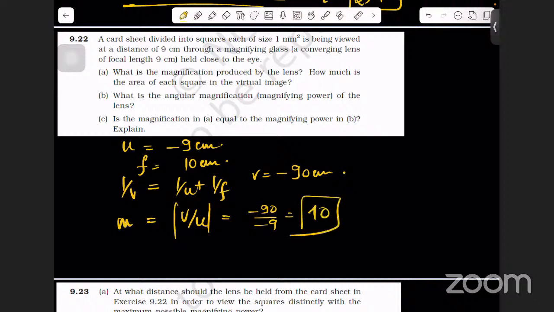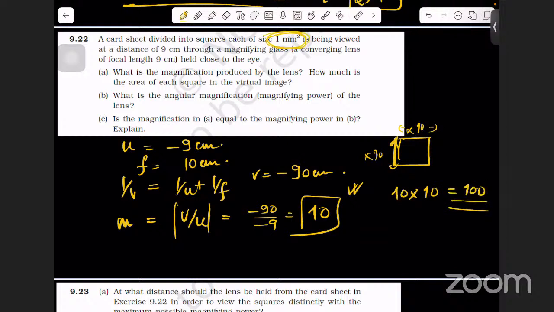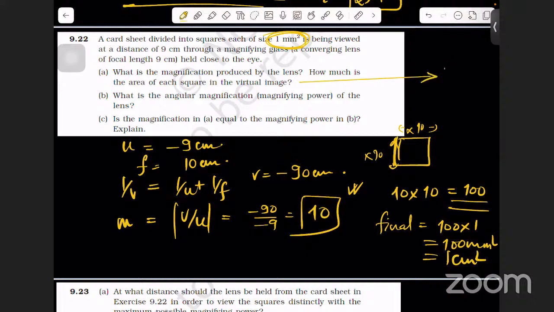Magnification 10 means each side is magnified by 10. This is magnified by 10, this is magnified by 10. So the overall area will be magnified by 10 into 10, which is 100 times, right? And the initial area was 1 mm square. So the final area would be 100 into 1, which is 100 mm square, which is 1 centimeter square. So the answer should be 1 centimeter square.